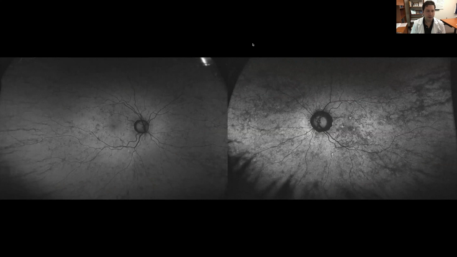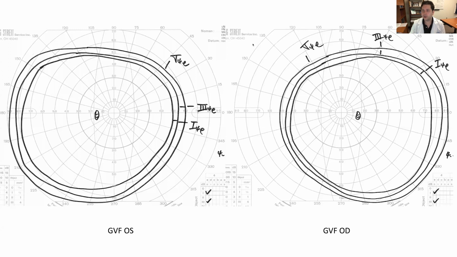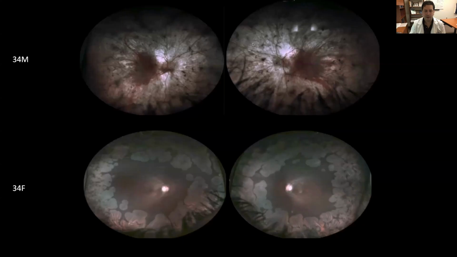But importantly, when we look in the periphery of both of these images, we see some radially oriented bands or cords of hypoautofluorescent changes that again suggest to us perhaps this is a female carrier or a lionized version of this genetic disorder. She has normal visual fields to all isopters that were tested and also had a normal electroretinogram.